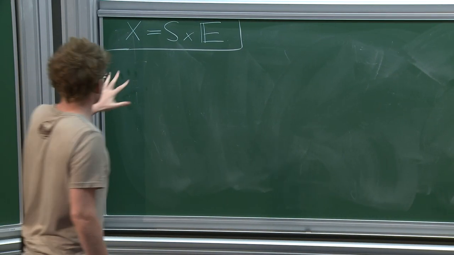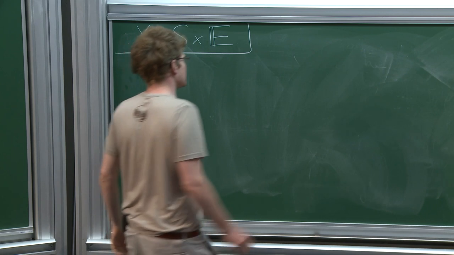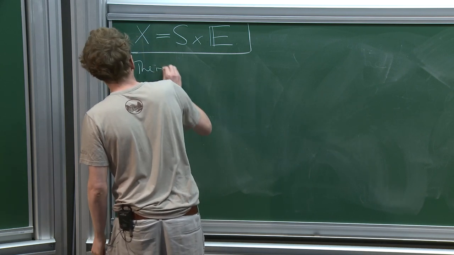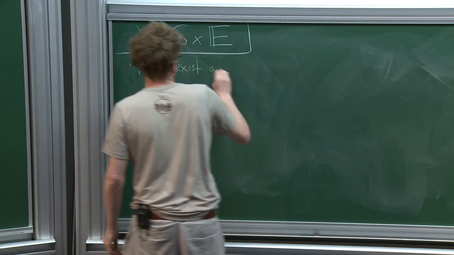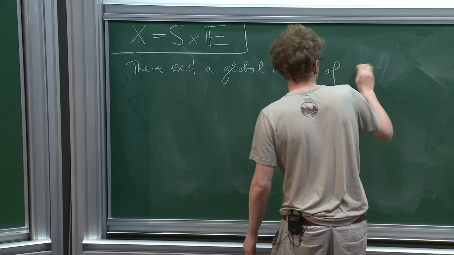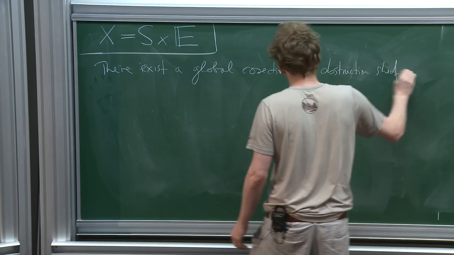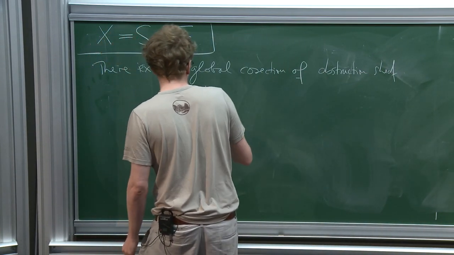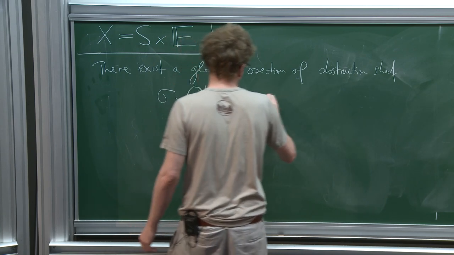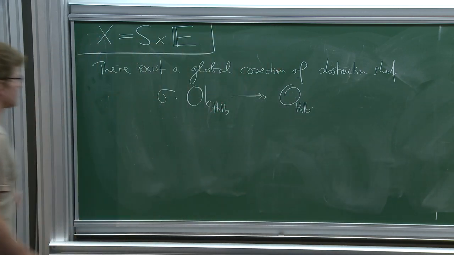On this thing here, if you just use the naive definition I just wrote up there, it's just zero, okay? The reason for that, and there are many ways to formulate it, is that there exists a cosection, a global cosection of the obstruction sheaf. So there's a map sigma from the obstruction sheaf to the trivial sheaf of the Hilbert scheme, and we ask it to be surjective.